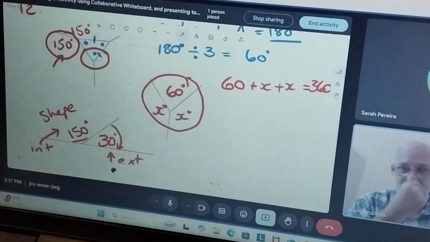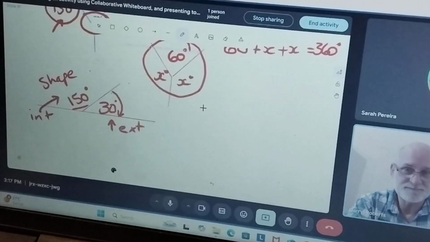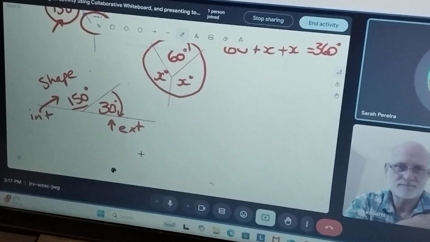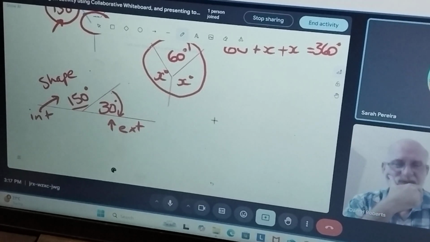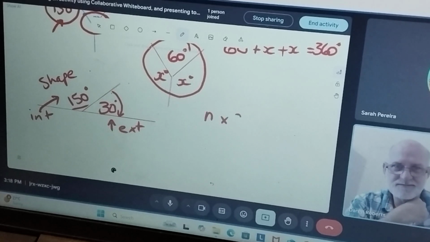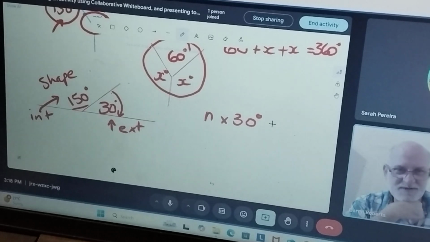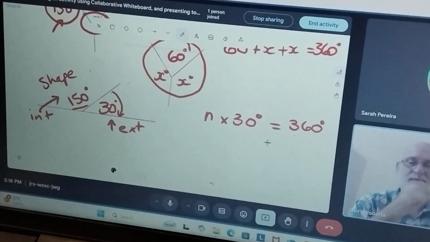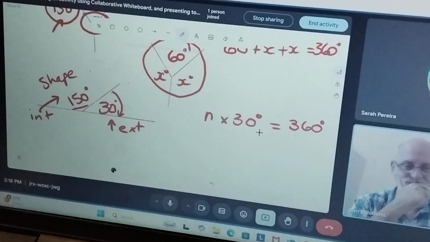But we have a rule about exterior angles. What do they add up to? 360. 360. So, the number of sides, I'm just going to say n, times 30, because it's regular, so they're all going to be the same size, should equal 360. And that'll give me my number of sides. Happy with that? Yes. So what must n be?